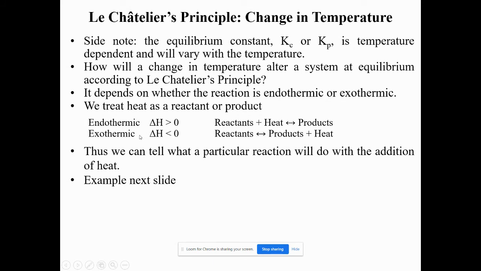Or, sorry, I'm messing up. Endothermic, you treat heat as a reactant. It's on the reactant side. Endothermic, delta H greater than 0, heat is a reactant. When it's exothermic, delta H less than 0, you treat heat as a product.